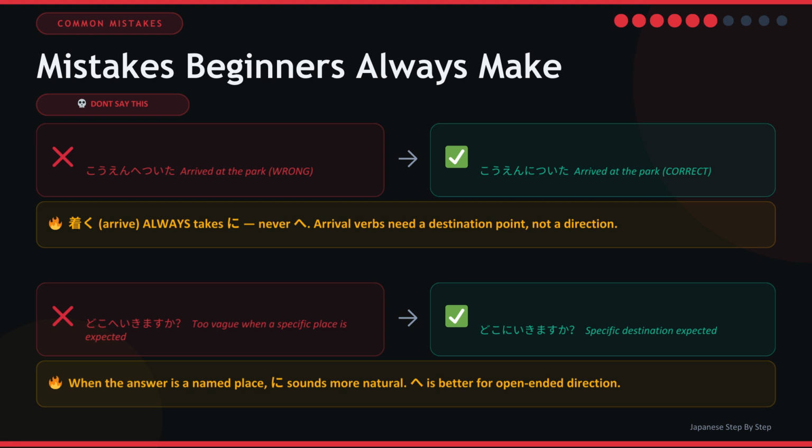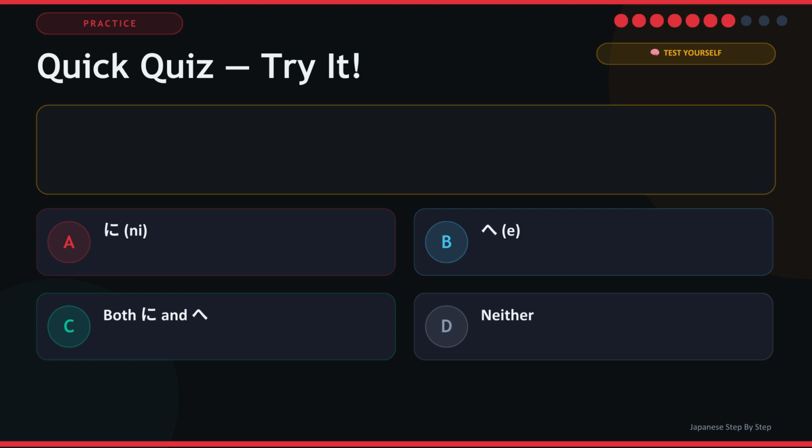Now, let's test you. Quiz time. Next slide. Quiz time. This is where we find out if it's actually clicked. One question, four options, no peeking. Here is the sentence. Fill in the blank with the correct particle.